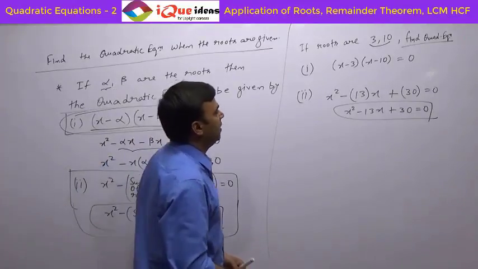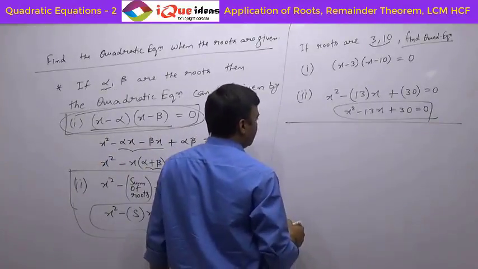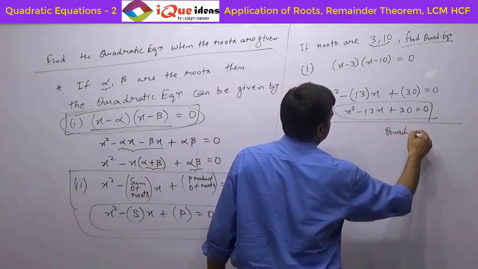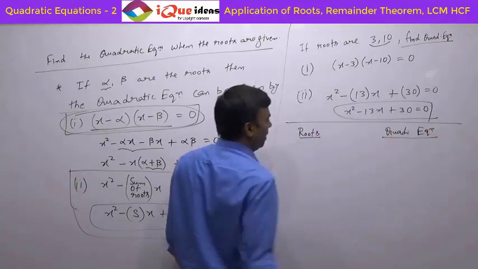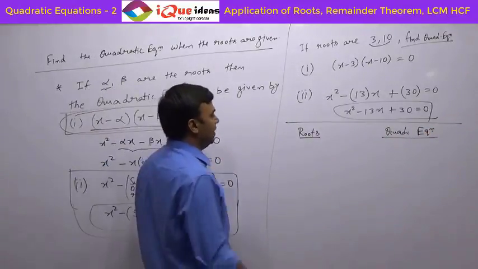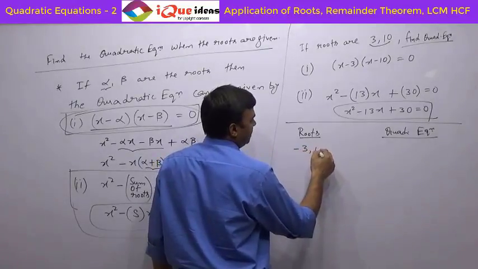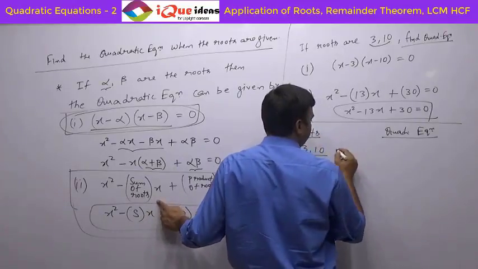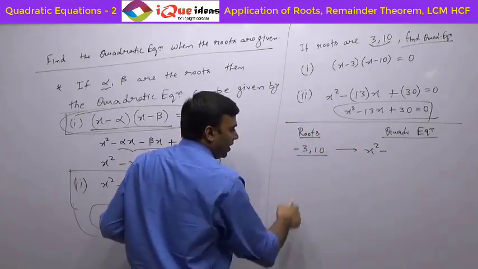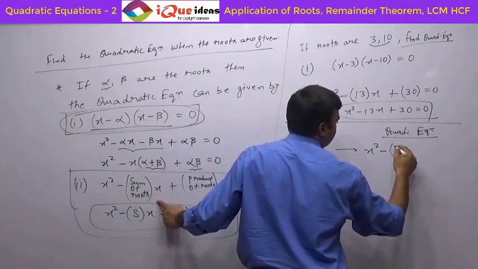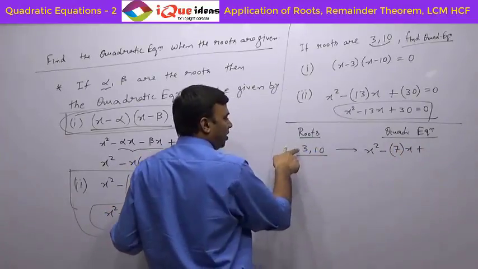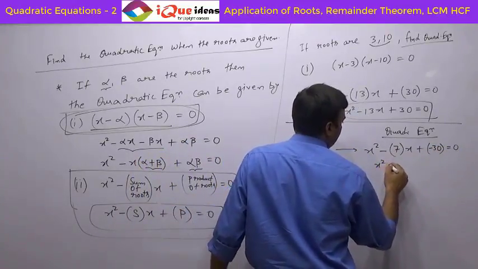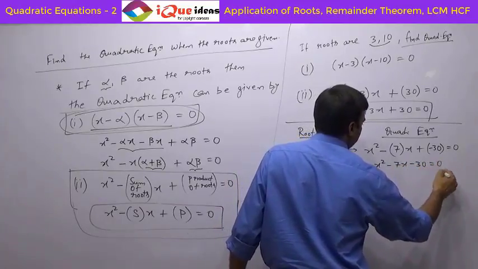Alright, now let's take another example. I'll give you the roots and you find the quadratic equation. As much as possible, if you're able to do it directly, it will be great. If I take minus 3 and 10, then the final answer following the second formula will be x square minus, what is the sum of minus 3 and 10? The sum will be 7, plus, what is the product of minus 3 and 10? That is minus 30, equal to 0. So the answer is x square minus 7x minus 30 equal to 0.